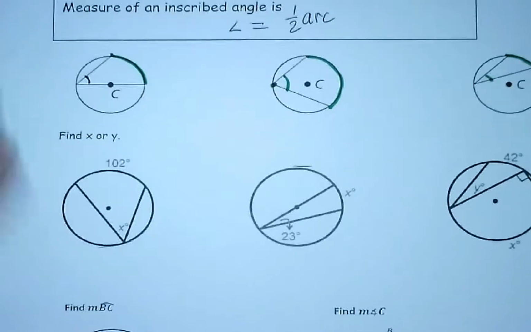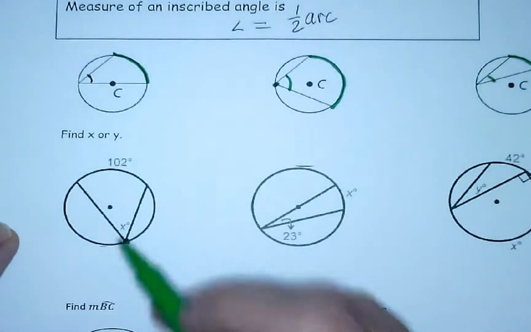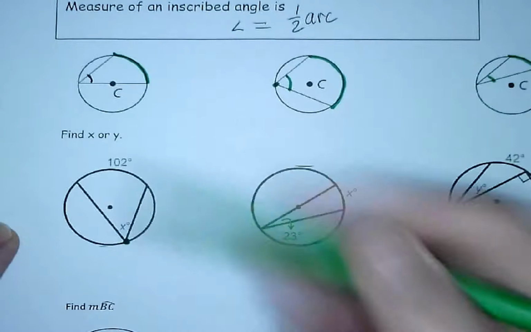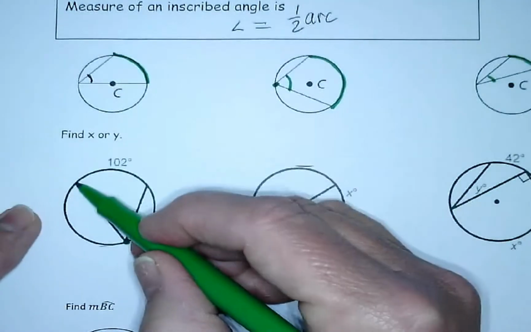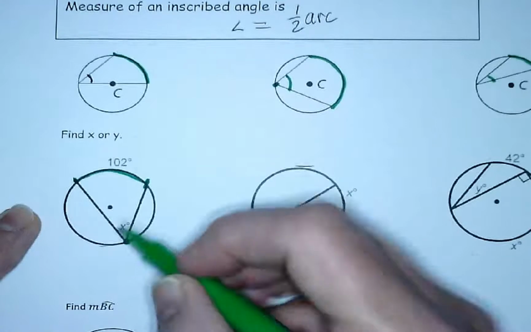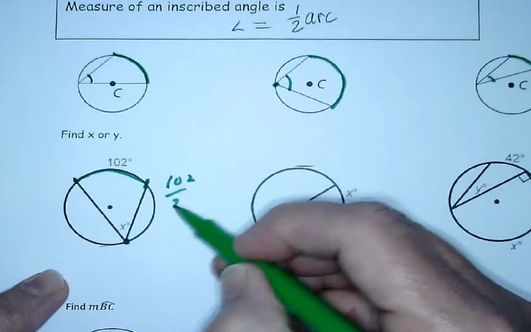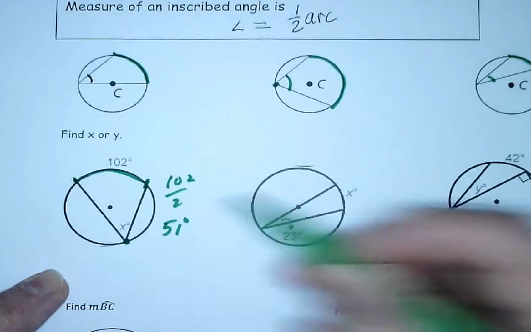So if I'm looking at a picture like this, I've got an angle here at X. This is where the vertex is, so I know it's a central angle. If I follow the sides out of that central angle, that intercepts this arc right here. And we know the angle is half the arc. So 102 divided by 2 gives me 51 degrees.